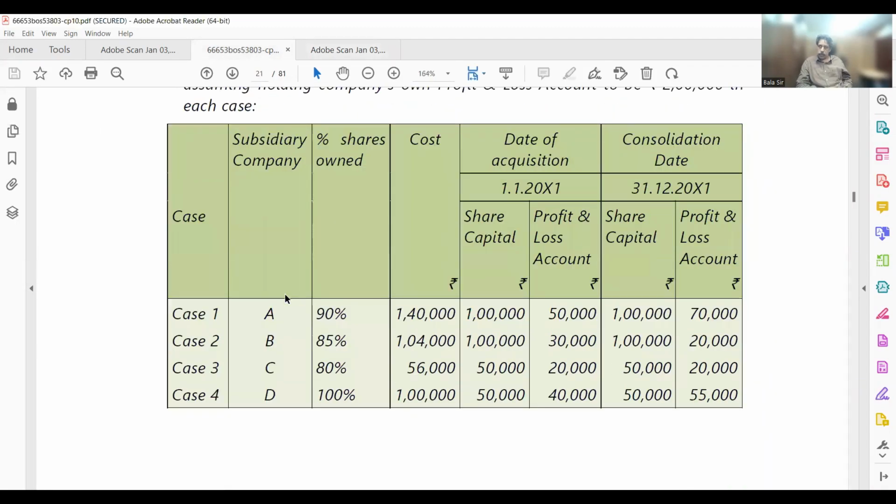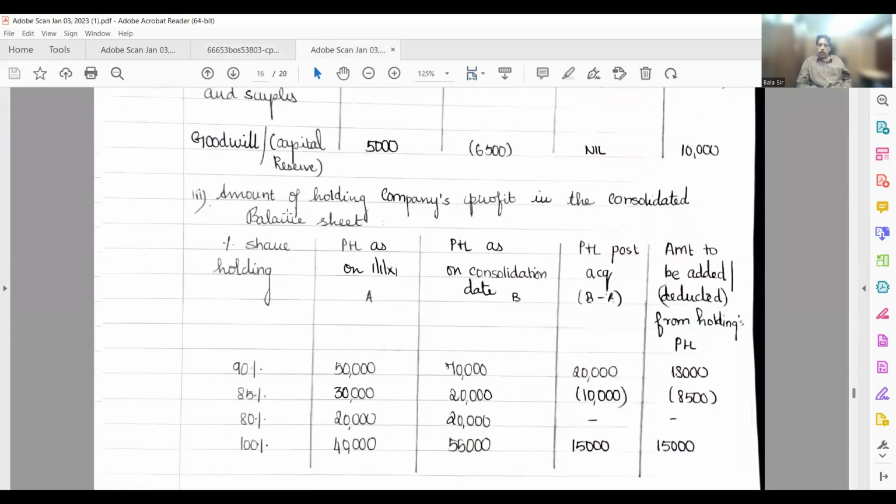Case 2. Subsidiary company B. Percentage shares owned 85%. Cost 1,04,000. Date of acquisition: share capital 1 lakh, profit and loss account 30,000. Consolidation date: share capital 1 lakh, profit and loss account 20,000. 30,000 has become 20,000, which means a 10,000 loss, right? Yes, sir. Now, shall we go to the solution?